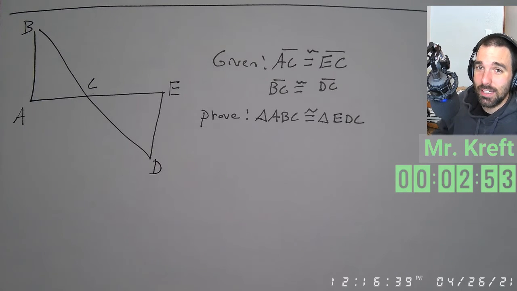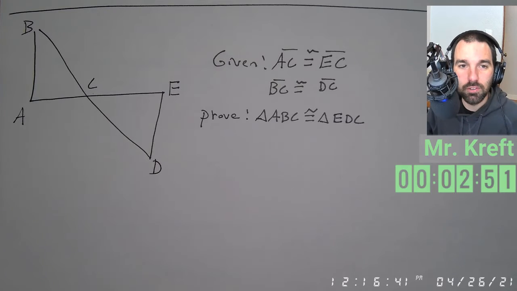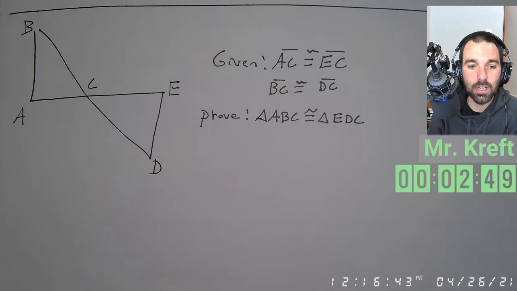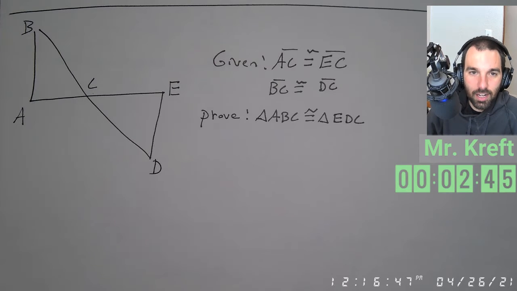This is a proof you guys have seen already, so some of you might have some muscle memory with this one. But write down your givens, right? Write down your givens, update your diagram, and then look for what else we need to prove these triangles are congruent.